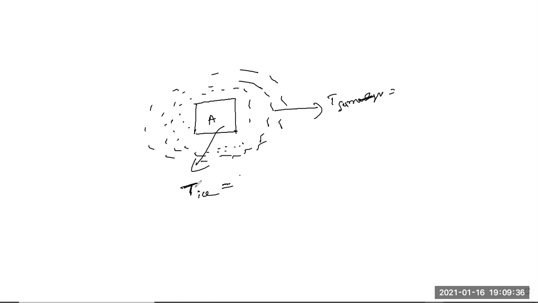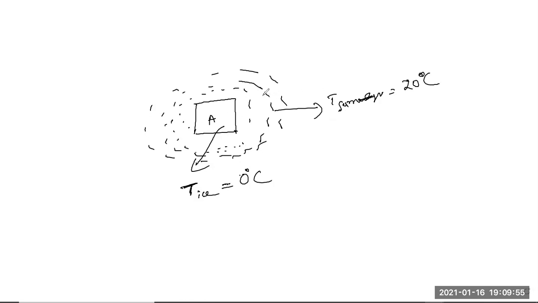The ice cube will be at 0 degrees Celsius, or less than 0. Whereas the surrounding temperature is mostly 20 to 30 anywhere, so it is more than this temperature. So here there is a temperature difference.